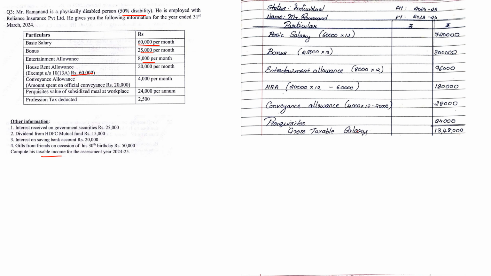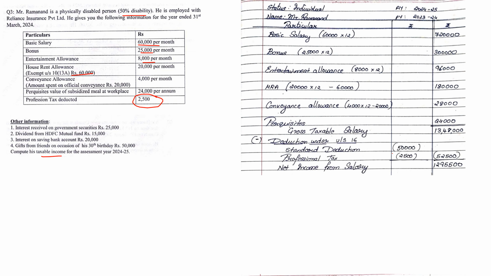Now, less deduction under section 16. We have two deductions. One is standard deduction, which is fixed at 50,000, and second is professional tax. So standard deduction 50,000, professional tax 2,500, deduction under section 16 under salary head. So negative 52,500 goes outside. You minus, we got 12,95,500 as the net income from salary. This is Roman number 1, income from salary.